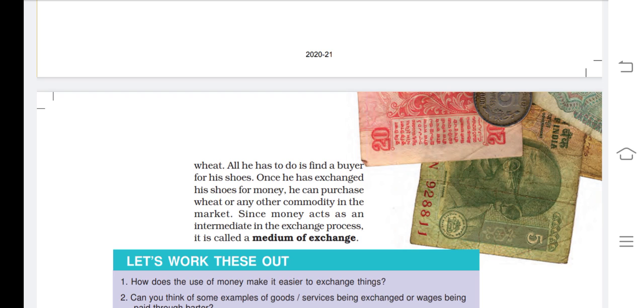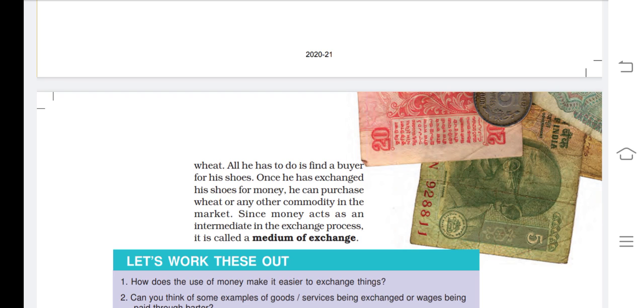Once he has exchanged his shoes for money, he can purchase wheat or any other commodity in the market. Obviously, means if he sells his shoes to one person and he gets money, then he can buy the wheat. Okay, then he can buy wheat or any commodity that he wants. So since money acts as an intermediate in the exchange process, it is called a medium of exchange. Means money is acting as a medium of exchange.